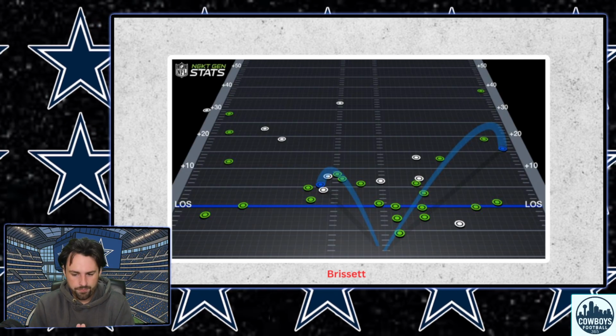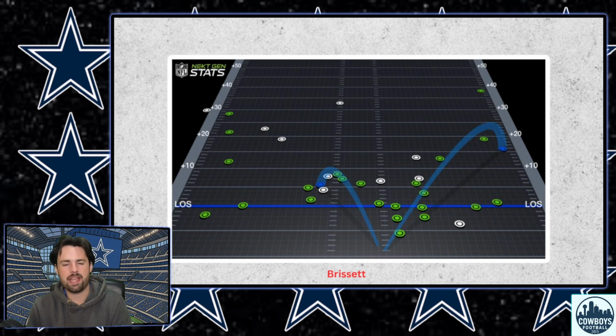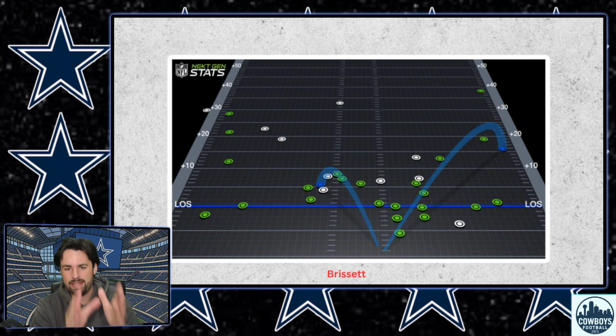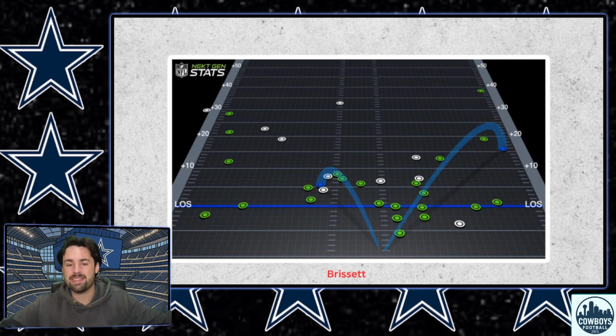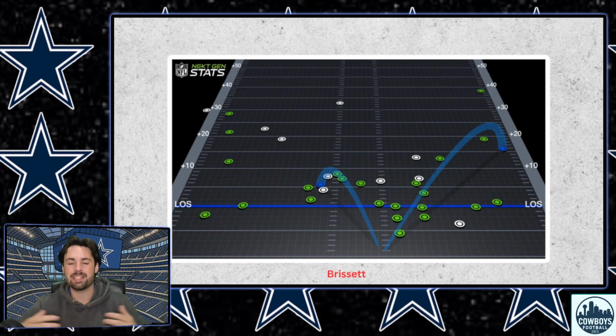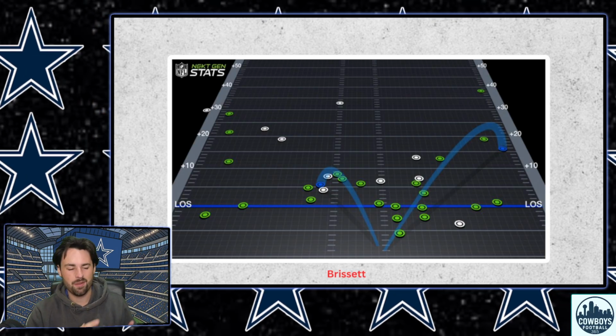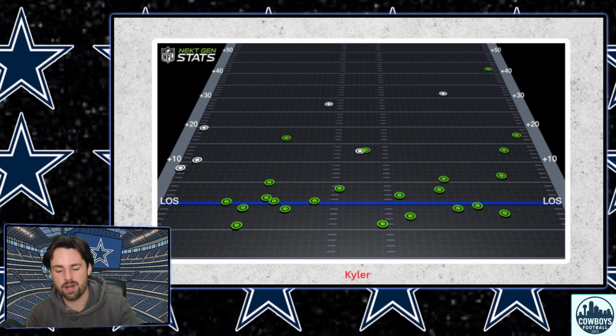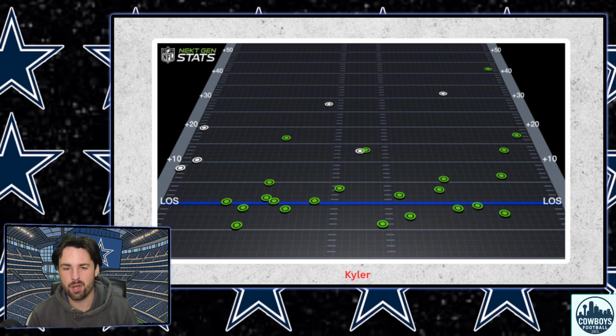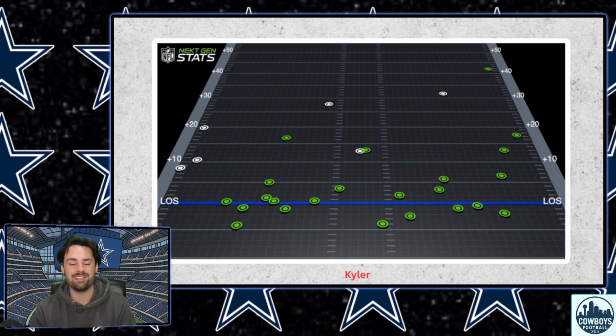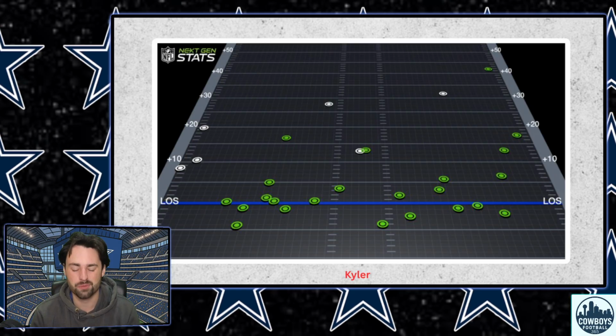So just to break this down one last time, Brissett is going to throw inside the hash marks as well as outside the hash marks, and he's not going to be throwing a ton of passes pretty much at the line of scrimmage, whereas Kyler Murray never throws the ball over the middle of the field and throws a ton of really, really short passes.